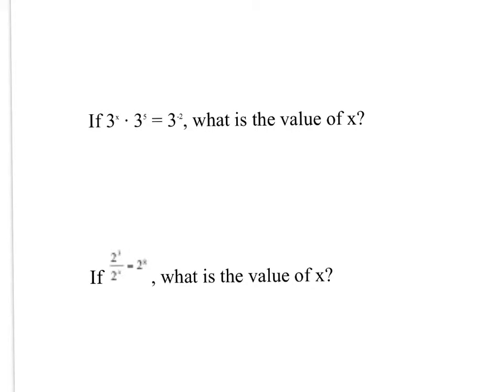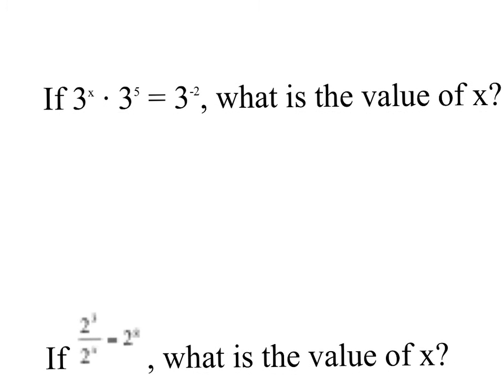These are what we like to call the if-then statements. So if we take a look at number 1, we all have the same base. We know the base here is 3. With 3 being our base for each one of them, the only thing I really need to focus on is my exponent. So I have an x here, a 5 here, and a negative 2 here.